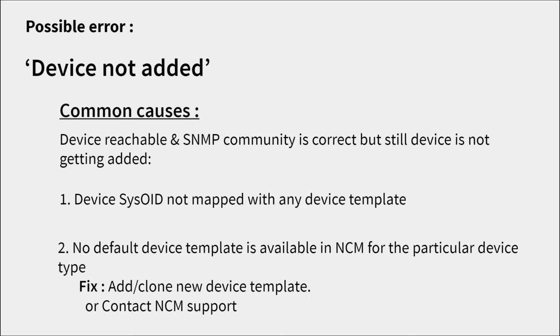Some other error may be the device is reachable, SNMP community is correct, but still the device is not getting added. This can be due to the sysobject ID not being mapped with any of the device templates. So in order to map the sysobject ID, you have to query the device and map it to the particular sysobject ID. Another reason might be a default device template might not be available in NCM for a particular device type. So in that case, you have to add a new device template, or if there is an existing device template which comes close to the particular device template which you want to create, then you can clone it. You can also contact NCM support.